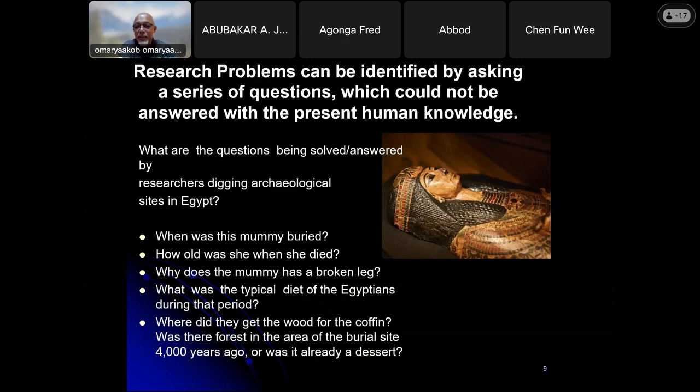they are digging up this mummy, for example. People will be asking, when was this mummy buried? How old was she when she died? Why does the mummy have a broken leg? What was the typical diet of Egyptians during that period? Where did they get the wood for the coffin? Was there forest in the area of the burial site 4,000 years ago, or was it already a desert?